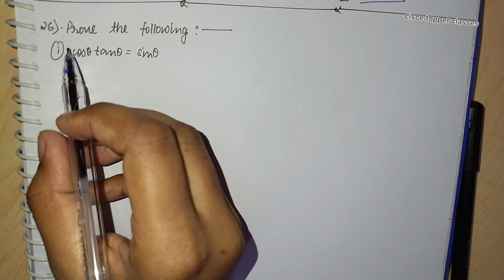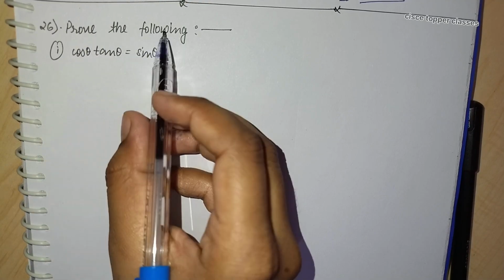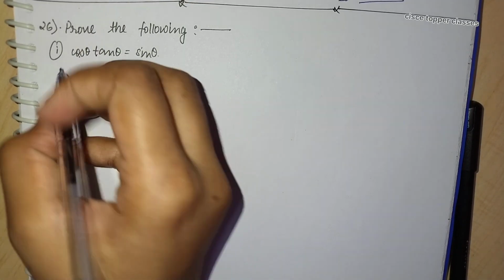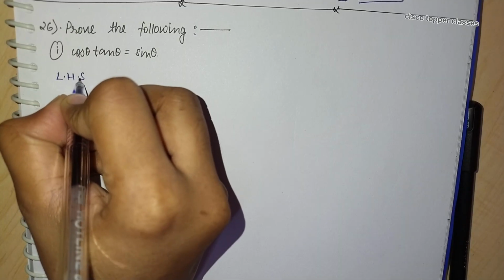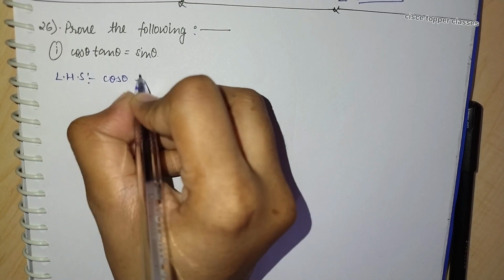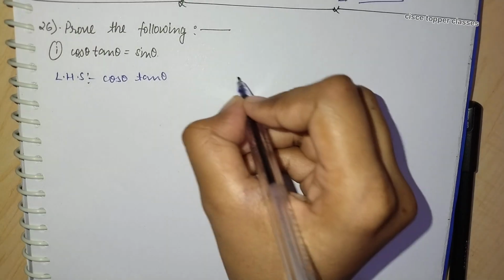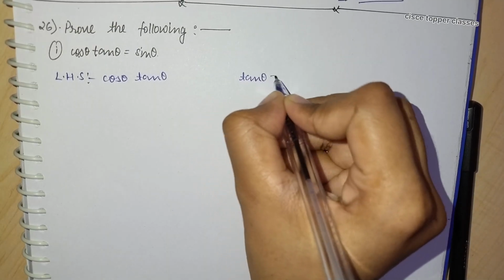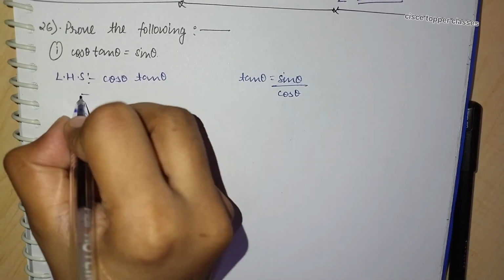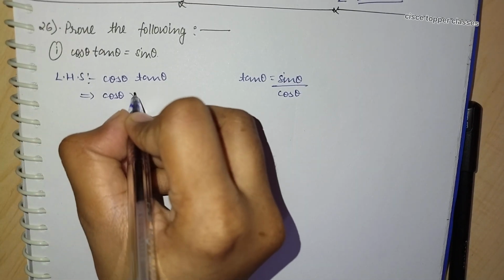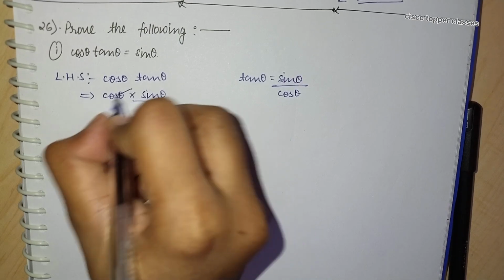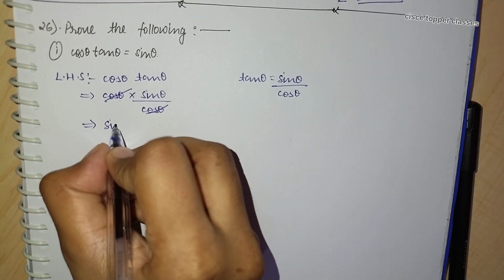Now let us solve our 26th question, first part. We have to prove the following here. The first part is cos theta tan theta equals sin theta. Firstly, we will take the LHS part. On the LHS, this is cos theta and tan theta. We will put the value. We know tan theta is sin theta by cos theta. So if we put the value of tan theta here, this will be cos theta into sin theta divided by cos theta. So this will cancel out and we will get sin theta here.